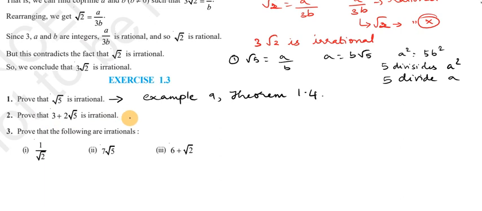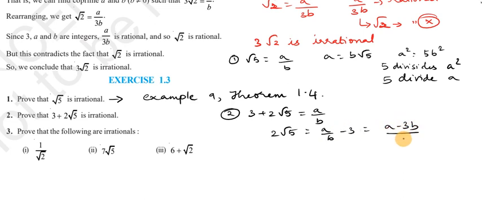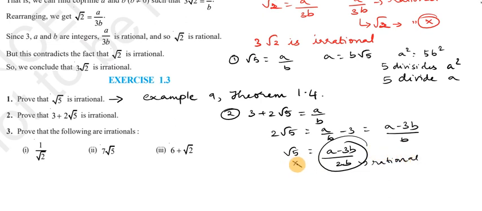So for 3 plus 2 root 5, we are going to do what we did here, similar to this. So 3 plus 2 root 5 we'll consider it to be rational. So there we'll write a by b. So 2 root 5 will be equal to a by b minus 3, where you will get a minus 3b by b. So root 5 will be what? a minus 3b by 2b. So here this will be a rational number. So we cannot say that root 5 is rational. So therefore we will be able to prove that 3 plus 2 root 5 is going to be irrational.